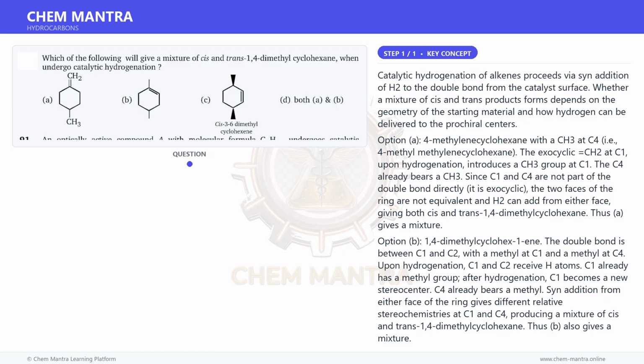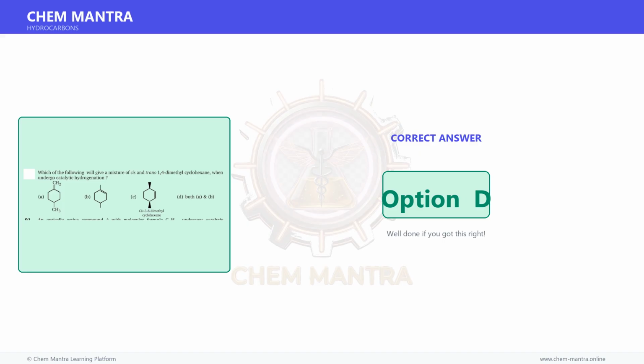Since both A and B give mixtures of cis and trans 1,4-dimethylcyclohexane upon catalytic hydrogenation, the answer is D, both A and B. Therefore, the correct answer is option D.